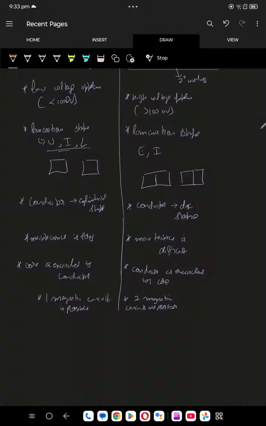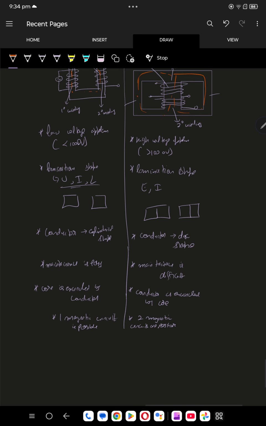Then coming to the laminations. Here the laminations are of I, L and U shape. Here the laminations are of E and I shape. Then here the conductor is mainly of cylindrical shape. Here the conductor is of disc shape. Here maintenance is easy, there maintenance is difficult. Here one magnetic circuit, there are 2 magnetic circuits. Then here core is encircled by the conductor. Here conductor is encircled by the core. Done. I hope I haven't missed any other point.